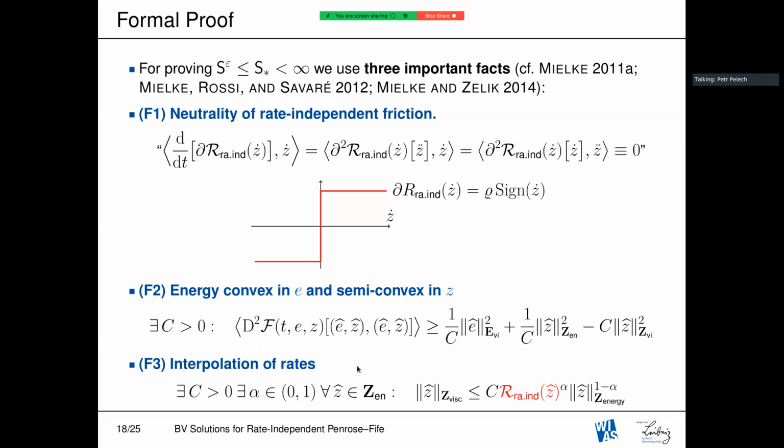And the third ingredient is so-called interpolation of rates, and this is how we treat this defect. We can estimate it by something we can absorb in this energy estimate, and by something we have bounded a priori. That's the rate independent dissipation potential. So this is how everything puts together, and we obtain in the end bounds on the arc length, which was, I mean, the length of the tangent vector in viscous norm, but with power 1, not 2.